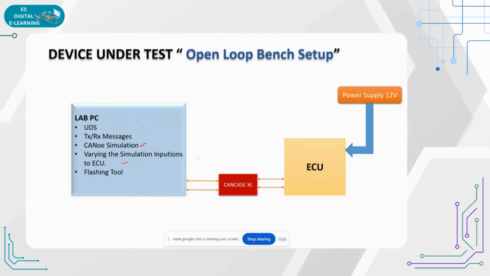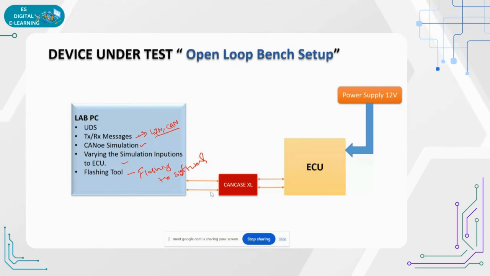And we have the TX and RX messages related to the LIN messages or the CAN messages that can be updated, and a flashing tool for flashing the software. So this is the lab PC. From here, we are configuring and communicating with the ECU.